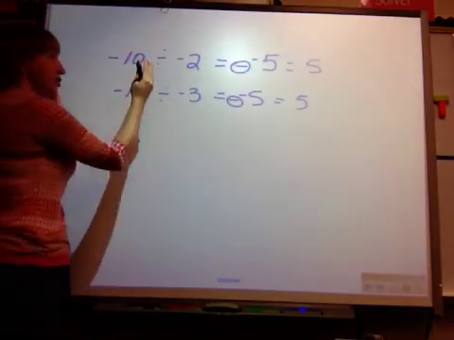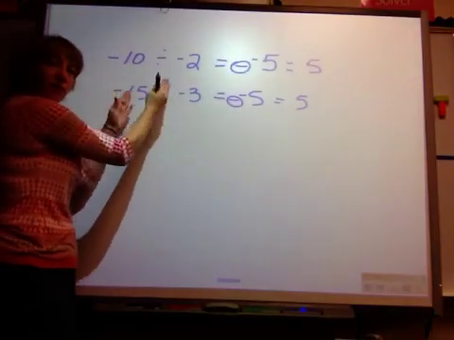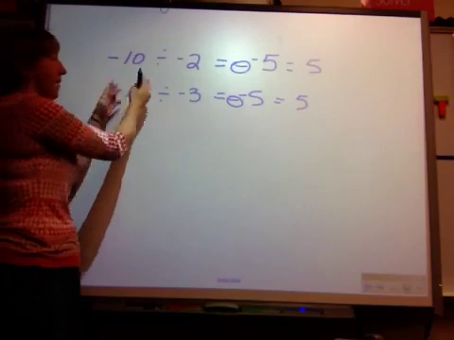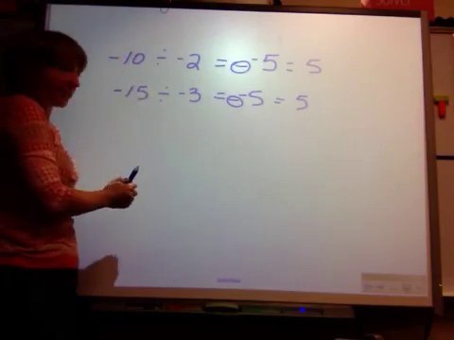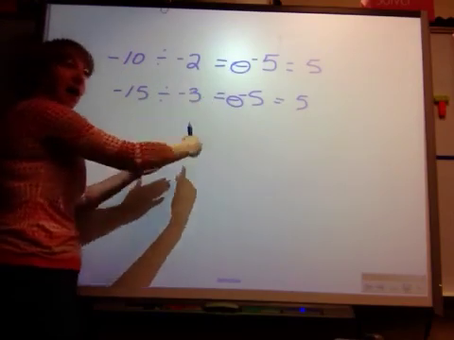So you go ahead and just do the division, thinking of just the numbers as being positive, and then you bring the negative signs with them. And if you have two negatives, you've got the opposite of a negative.